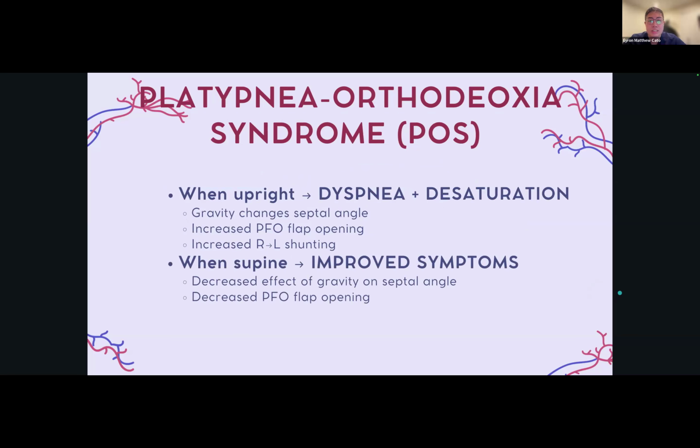So to go back and explain the symptoms, standing or sitting up redirects venous blood toward the PFO. So this occurs because gravity changes the septal angle. This leads to an increased opening of the PFO flap when the patient is upright. So from this enlarged space, blood can flow more easily from the right side of the heart to the left side of the heart. And this only occurs in the upright position because of the effects of gravity. When the patient resumes a supine position, such as laying flat, the septal angle shrinks and decreases the PFO flap opening and doesn't allow as much blood to flow through.